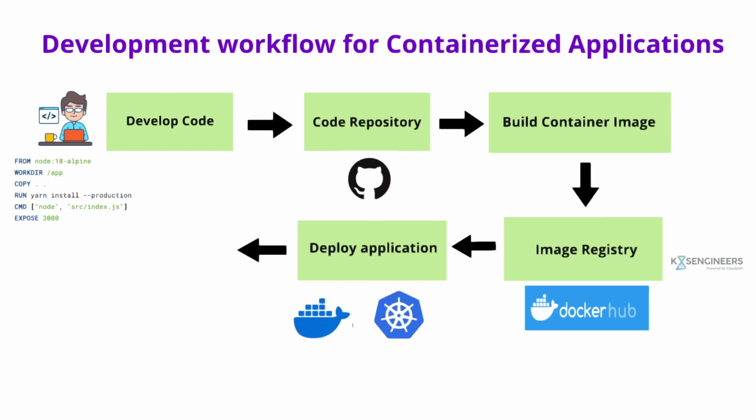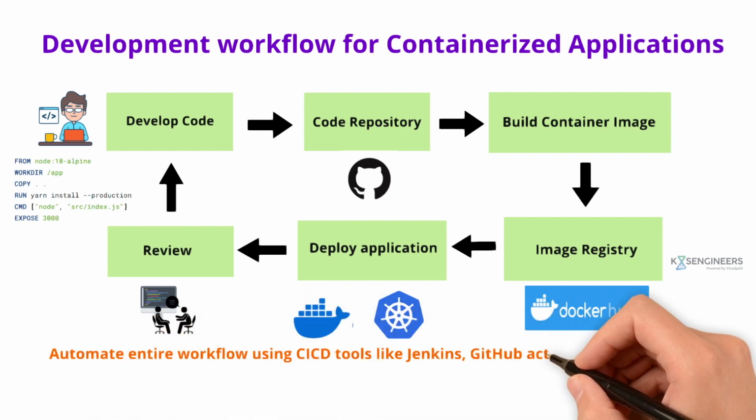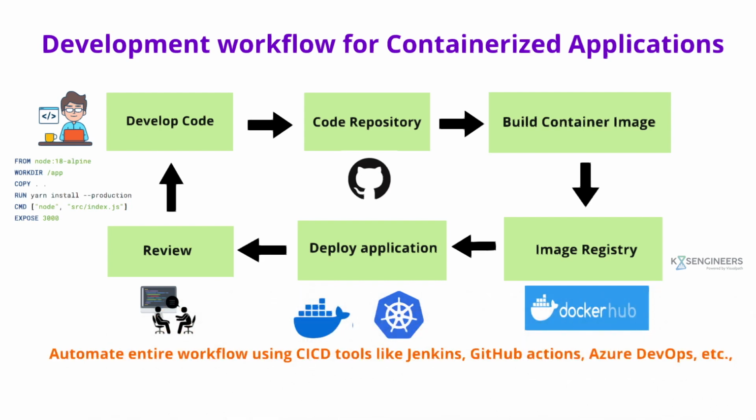After deploying the code, again we have to review the application. Once the review is done, if any changes are needed, again we have to rebuild the image. This is the continuous process we have to follow in a containerized platform as a developer. Now this entire workflow has to be automated. For that we have to use an automation tool like Jenkins, GitHub Actions, Azure DevOps, AWS CodePipeline and many more. We need to automate this process, and as a developer we need to know how to write a Dockerfile as per the security best practices.